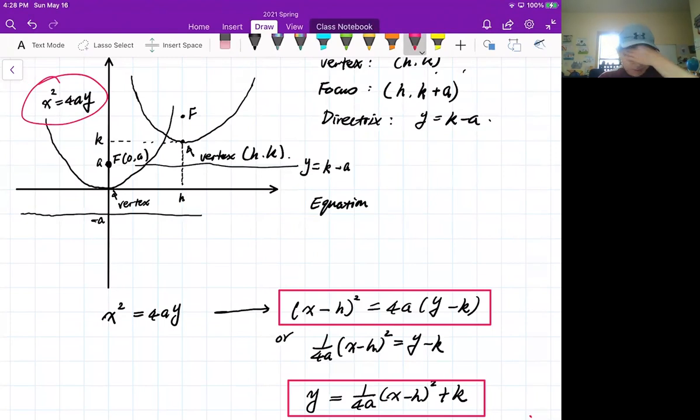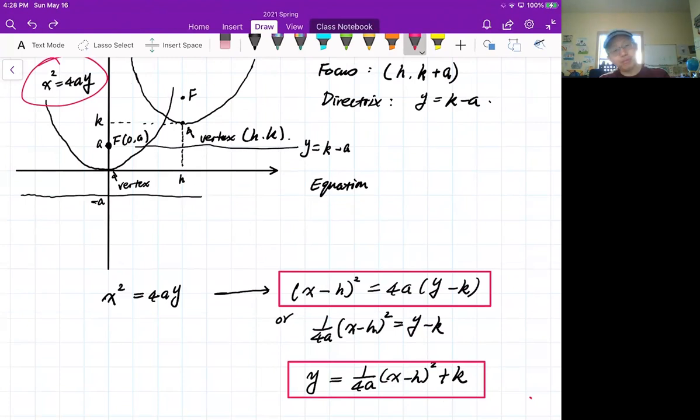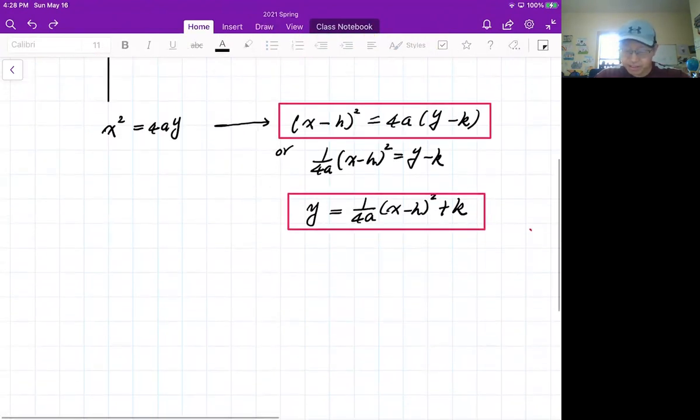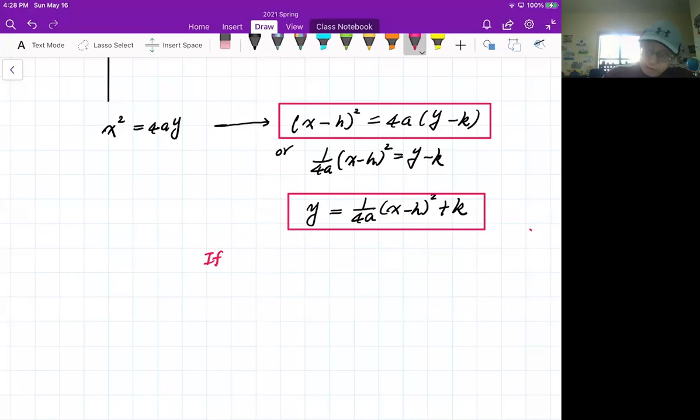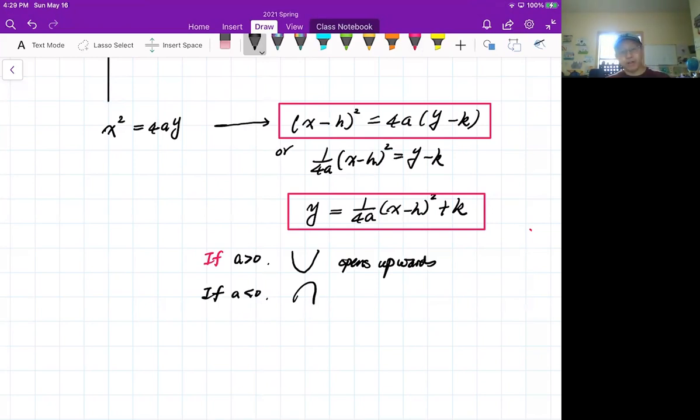And just to add some comment: if you look at that, some of the parabolas open upward, some of the parabolas open downward, and we know that it's decided by the a. So it is decided by the a here. If a is bigger than 0, the parabola opens upward. And if a is smaller than 0, then the parabola opens downward.